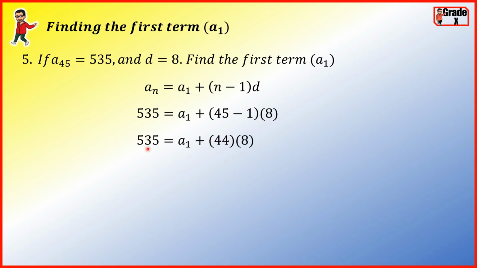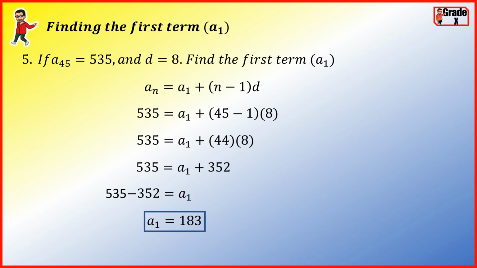Ang n natin is 45 minus 1 at ang d natin ay 8. Then 535 equals a sub 1 plus 45 minus 1 is 44. Then 535 equals a sub 1 plus the product of these two numbers is 352. Then ilipat natin itong 352 sa kabila. So ito ay magiging negative. So that is 535 minus 352 is equal to a sub 1. The difference of these two numbers is 183. So therefore, the first term is 183.